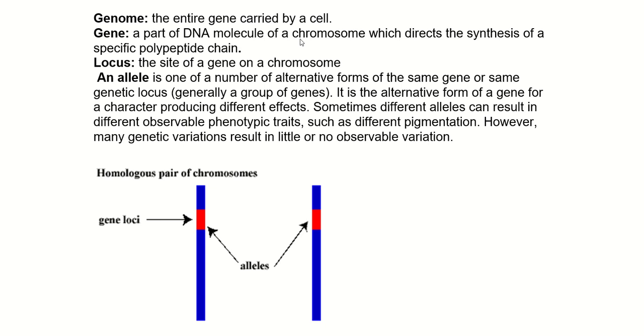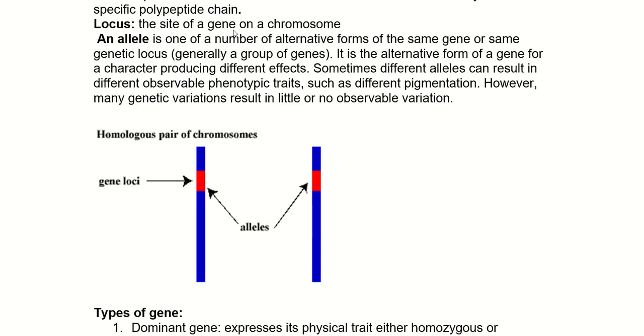Gene: the part of a DNA molecule of a chromosome which directs the synthesis of a specific polypeptide chain. What is locus? The site of a gene on a chromosome. So these are the loci. What is an allele? One of a number of alternative forms of the same gene or same genetic locus. It is the alternative form of a gene for characters that produce different effects. Sometimes different alleles can result in different observable phenotypic traits such as different pigmentation. However, many genetic variations result in little or no observable variation.